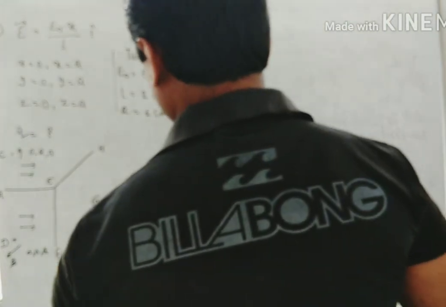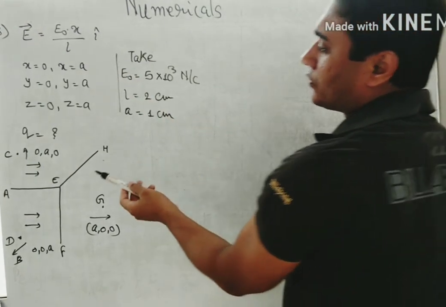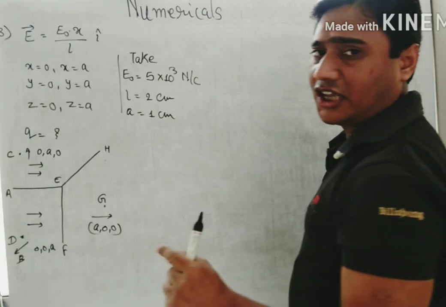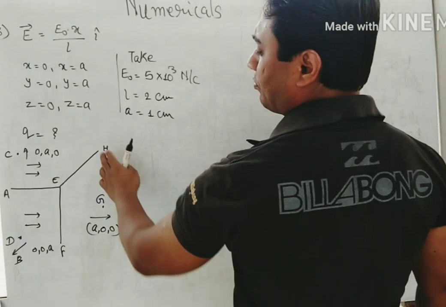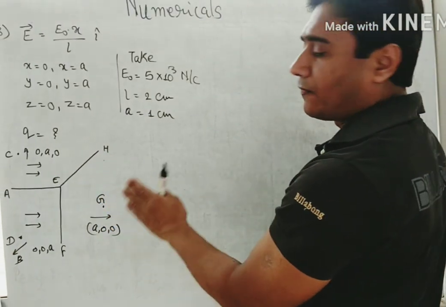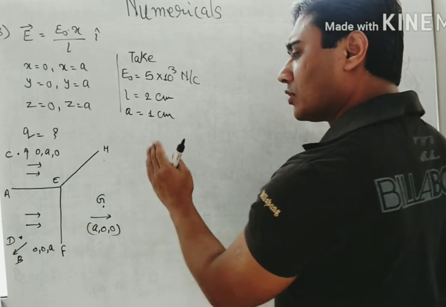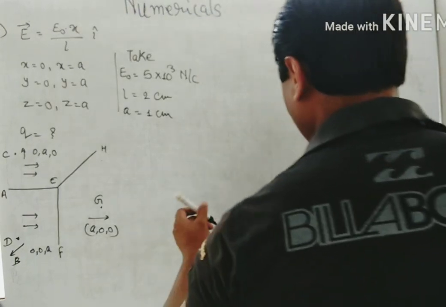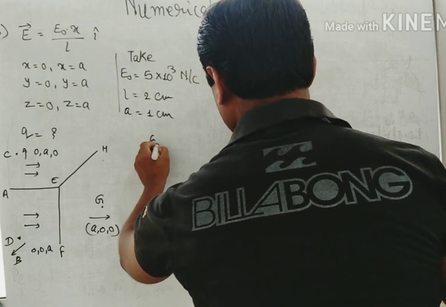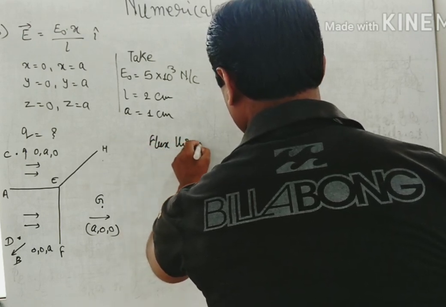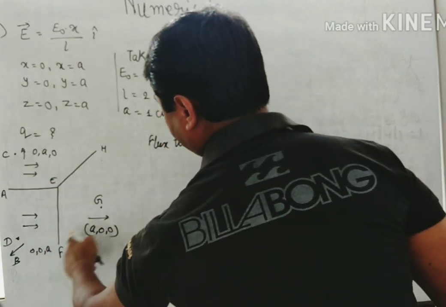So here the electric field is found to be directed along the positive x-axis. So all the rest of the faces will have area vector normal to the electric field direction except this face. So the flux would only be associated with this face of the cube. So let's begin with the flux through face E F G H.